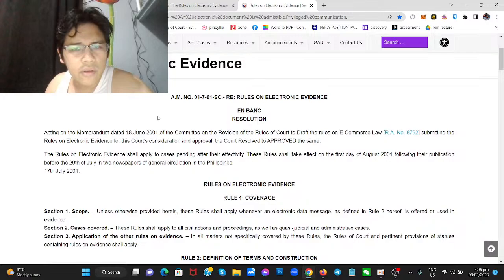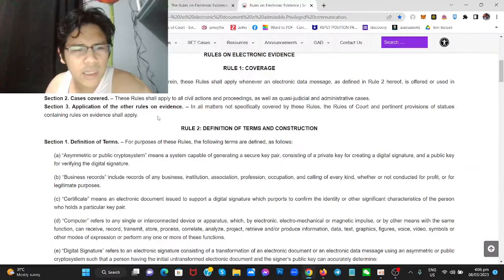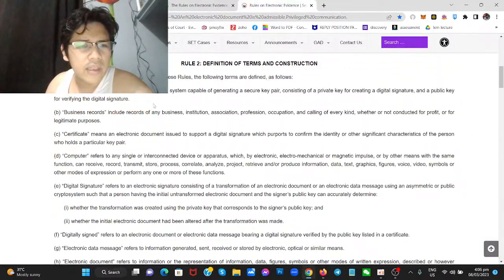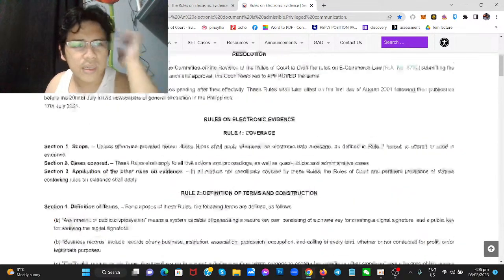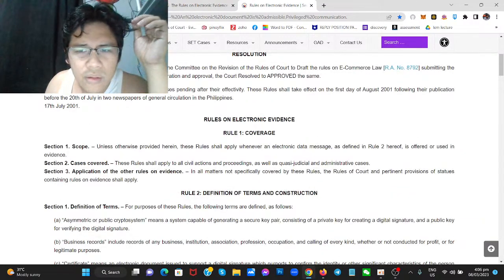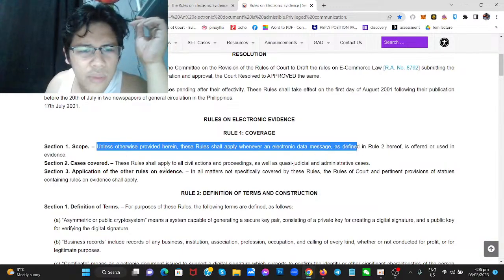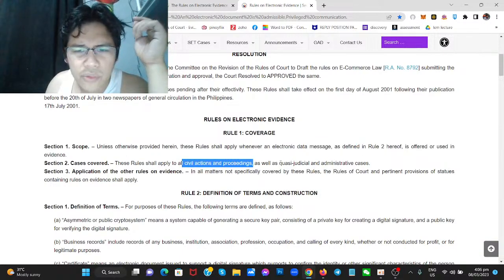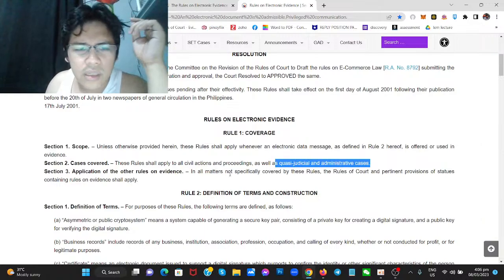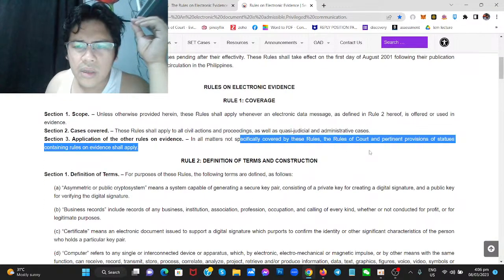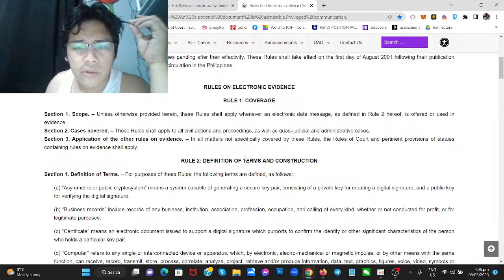Okay, so we got here the rules on electronic evidence. Let's define the terms. Anyway, scope muna. Electronic data message applies to all civil actions and proceedings, as well as quasi-judicial and administrative, specifically covered by the Rules of Court.